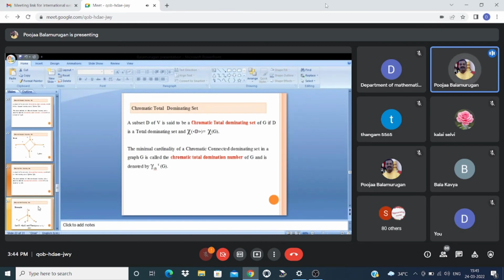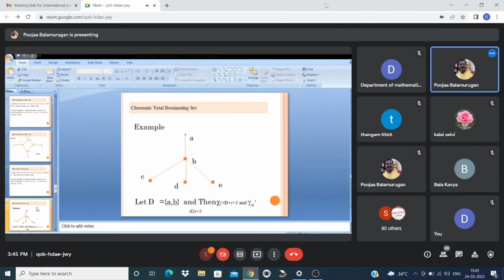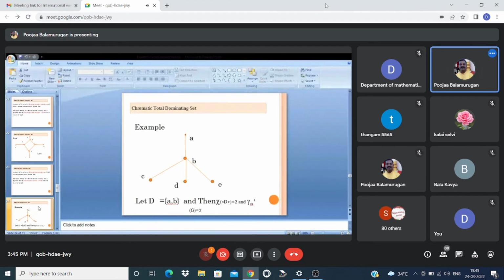The minimal cardinality of a chromatic total dominating set, I think not connected, it is a spelling mistake, in a graph G is called the chromatic total domination number of G and is denoted by gamma CHT of G. So these are the examples of that.